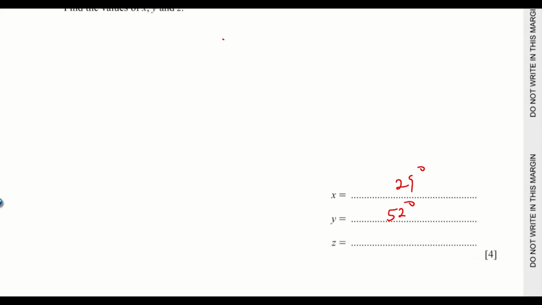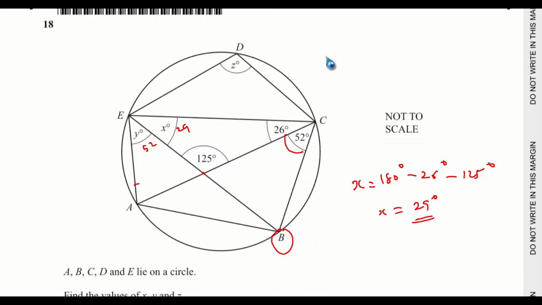Finally, we need to find angle Z. Angle Z is here, in this triangle, but we don't know this angle. So what we need to do now is make use of the available theorems, which is the cyclic quadrilateral. If you look at this now, you have many cyclic quadrilaterals. Let me show you some. You have E, D, C, B, back to E. That is one.